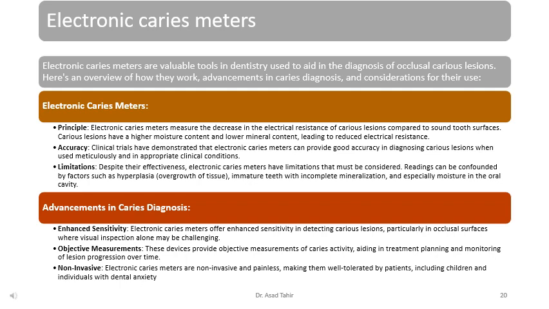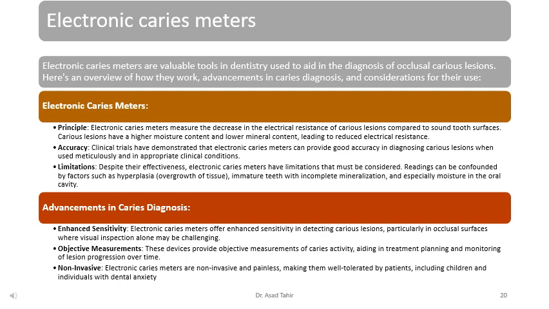Limitations: despite their effectiveness, electronic caries meters have limitations that must be considered. Readings can be confounded by factors such as hyperplasia, overgrowth of tissue, immature teeth with incomplete mineralization, and especially moisture in the oral cavity.